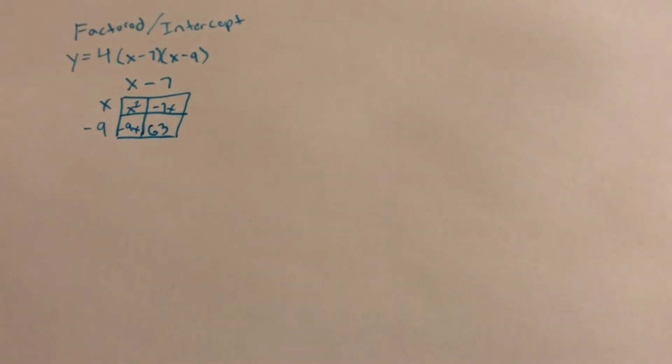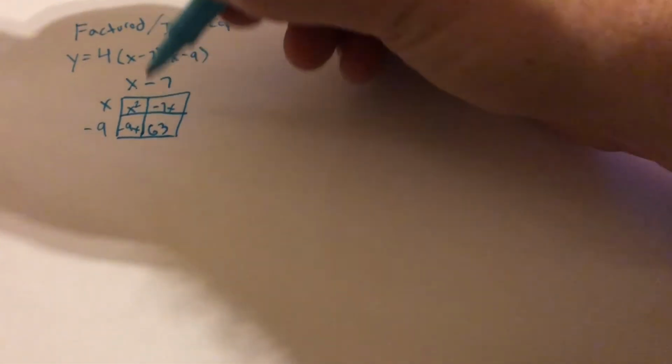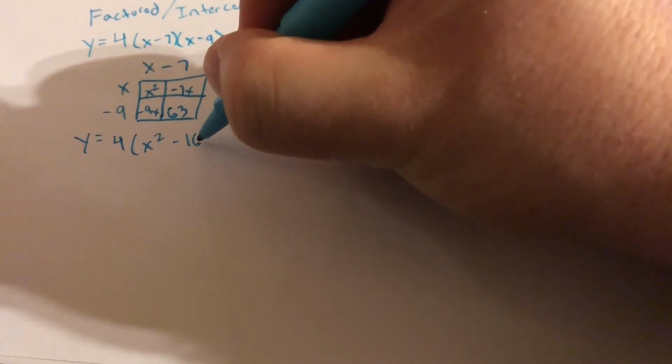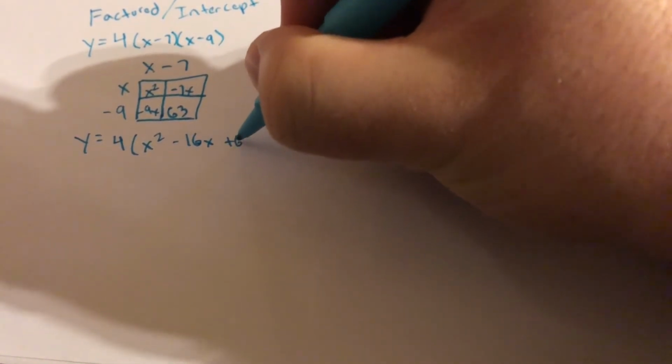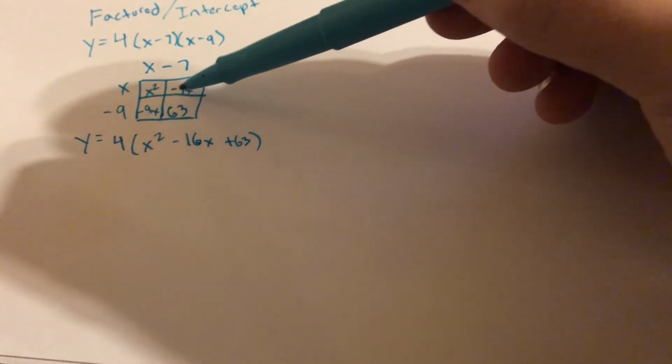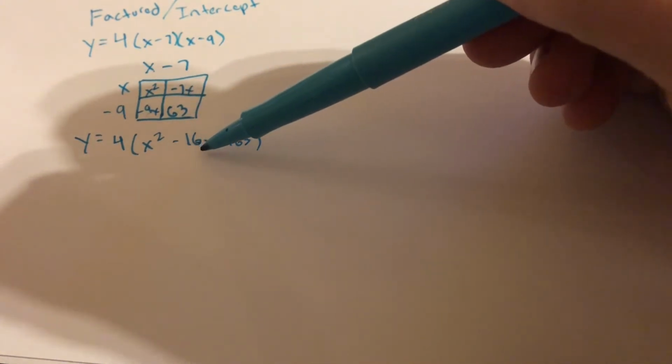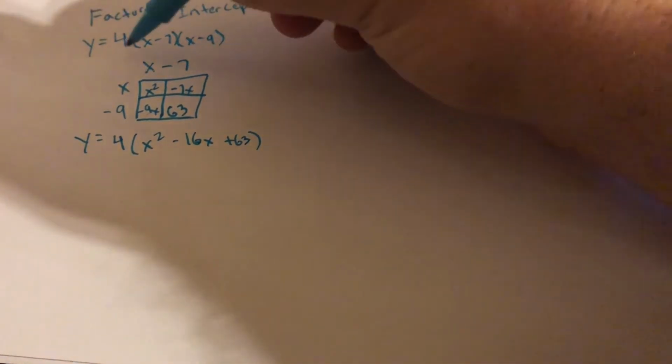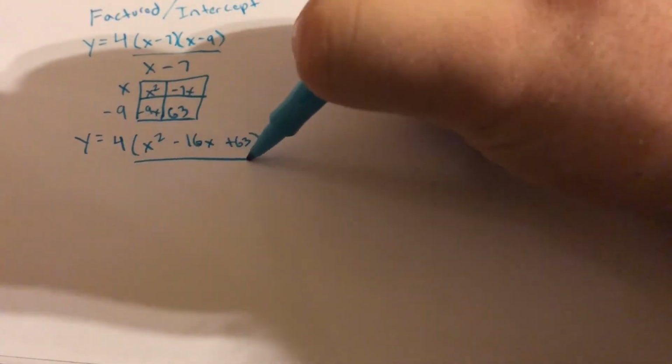So I get x squared minus 7x minus 9x and then 63 after I multiply some things here. This information is equivalent to what this was. So now we're going to change it to y equals 4 times x squared minus 16x plus 63. But how do you get that minus 16x? Well, these two things are like terms, so I combine them to make negative 16x. So again, this is equivalent to this, so I can just substitute it in.